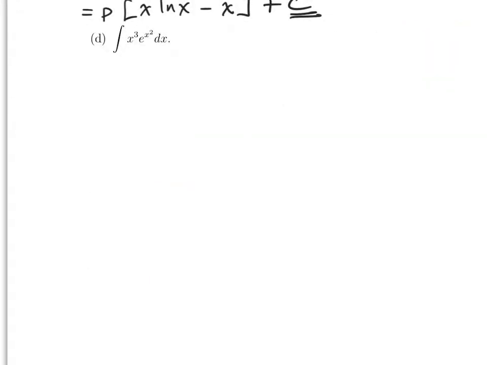Next, let's try 1d. This one is also going to require integration by parts, but before we do that, notice, this is the key to the problem, the x cubed e to the x squared is the same thing as x squared times x e to the x squared. It's just factoring from algebra. We're going to call this u and this one dv.